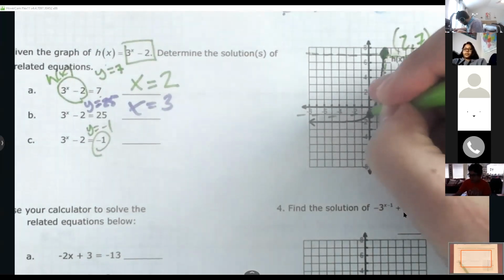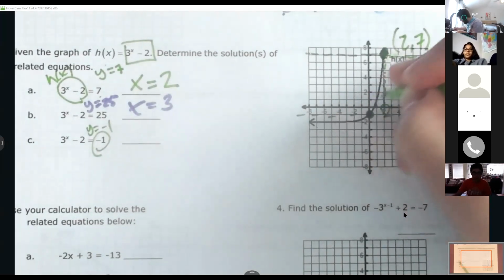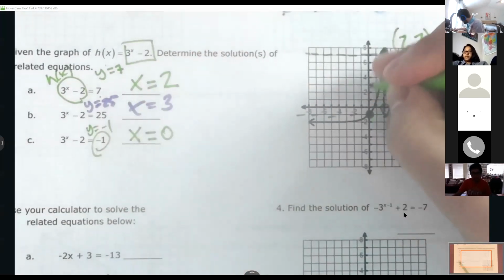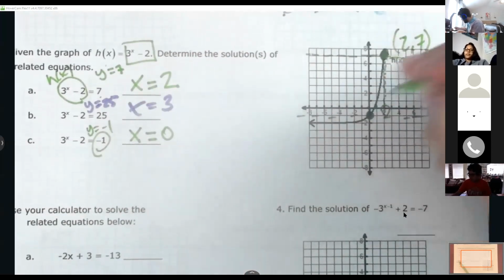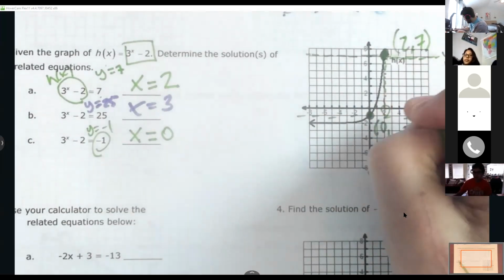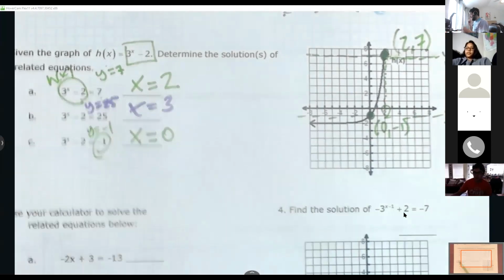Well, this time it's right here. And the x value that would go with that would be 0, because that's right on the y axis right there. So it'd be x equals 0. So that point would be 0, -1. Okay.